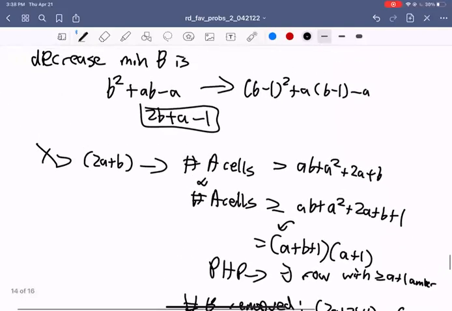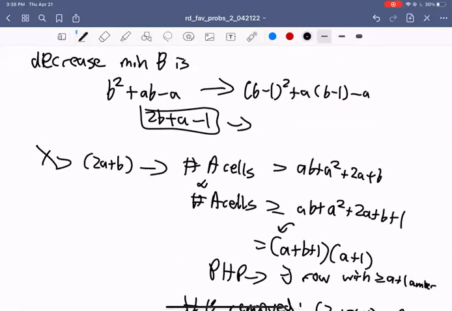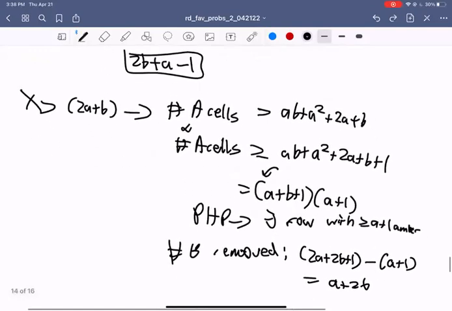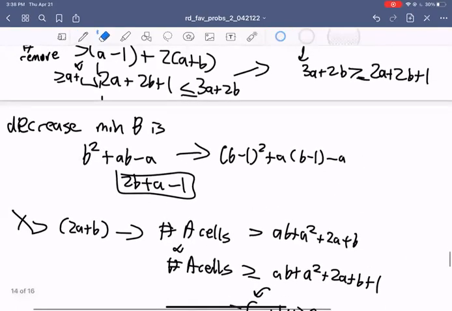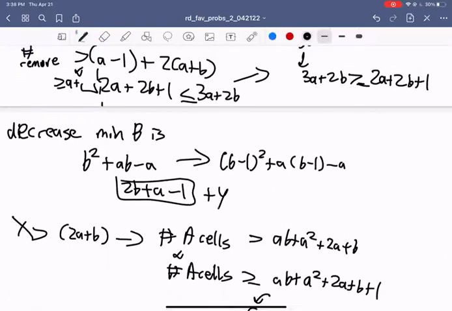Okay, if y is equal to 0, then we have even more amber cells, and then we can find a row with at least A plus 2 by similar logic. And if y is greater than 0, then this amount of bronze cells removed is sufficient because there is a plus y here.